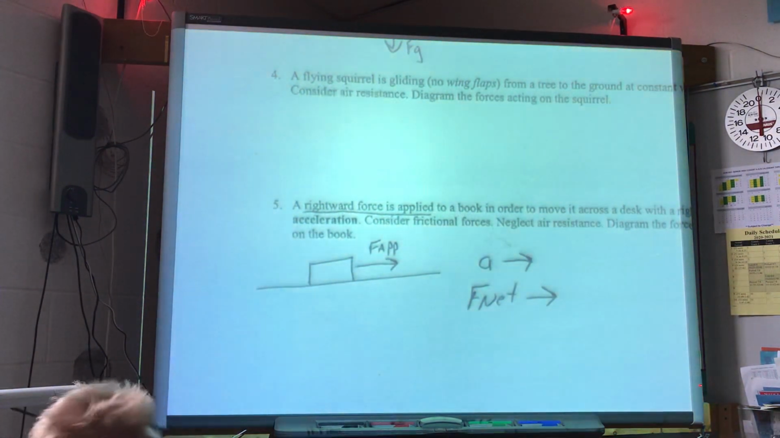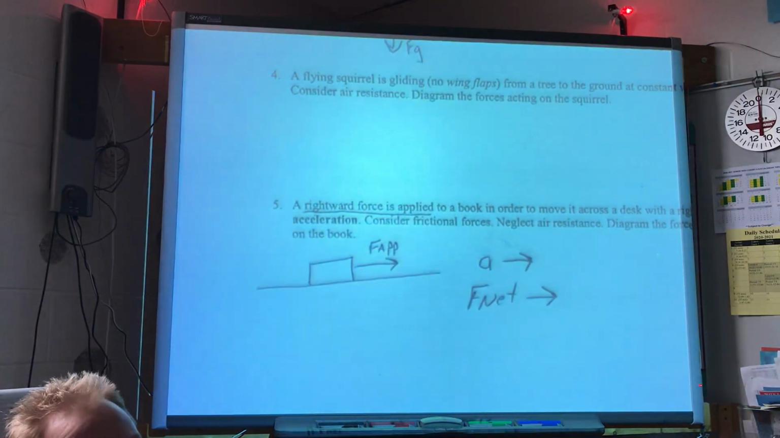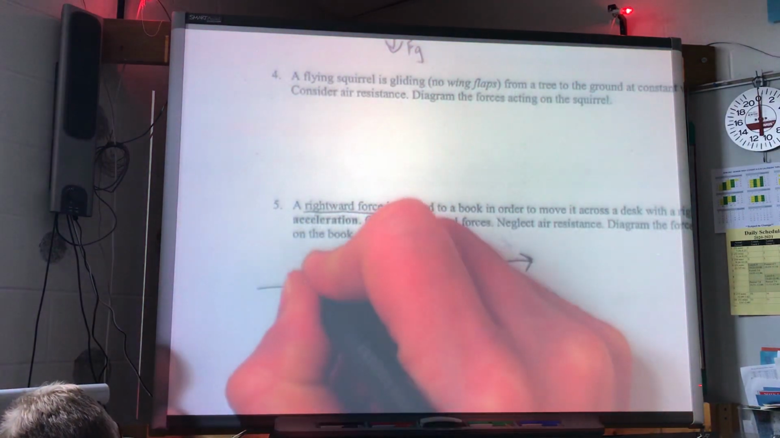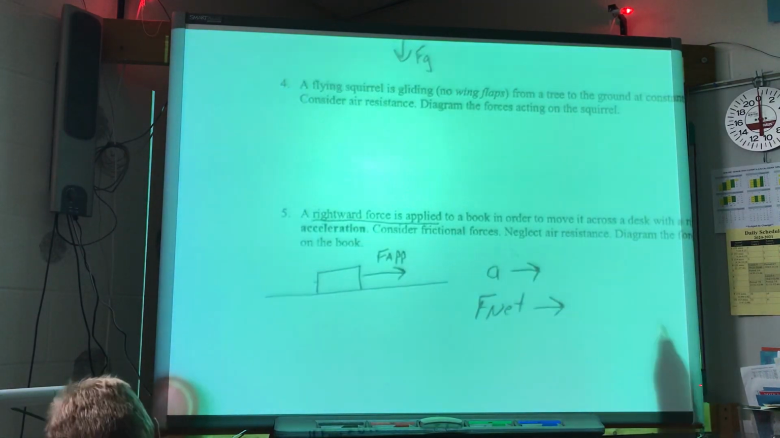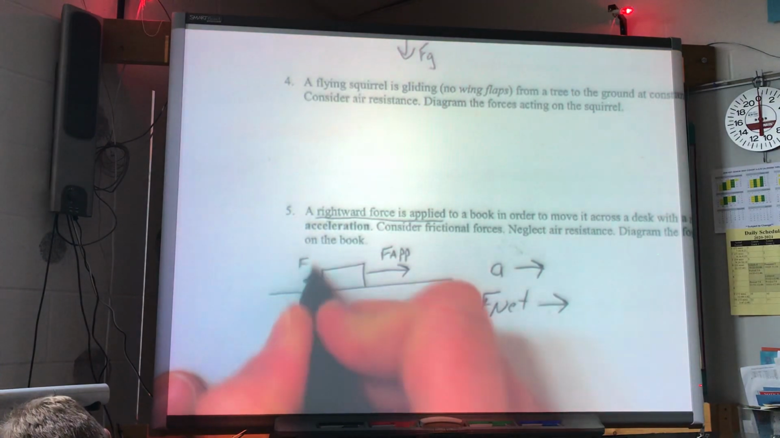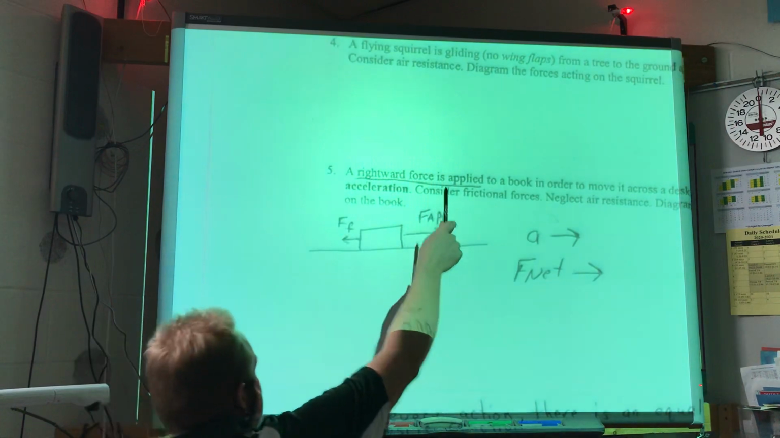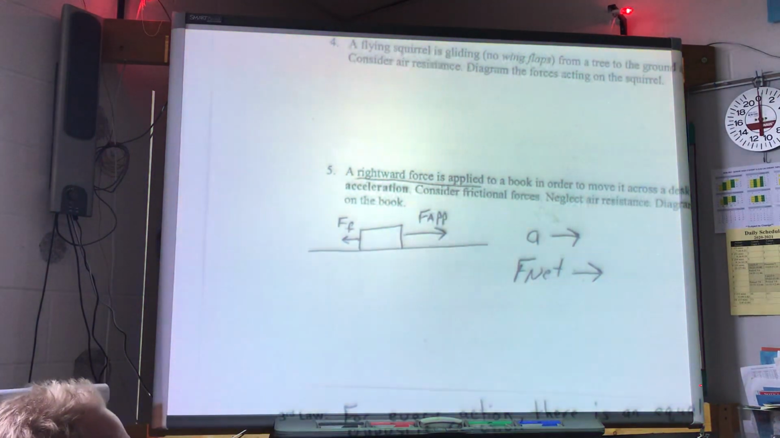So we have a rightward applied force. What are we missing here? Which direction does friction go? The left, or the opposite. Right, it always opposes, so it's going to go in the opposite direction. And which one's bigger, my right or my left? My right. So I'm going to draw my left smaller than my right. Okay, so I just tried to draw that arrow shorter than that arrow. Doesn't have to be crazy, just visually it should be shorter.